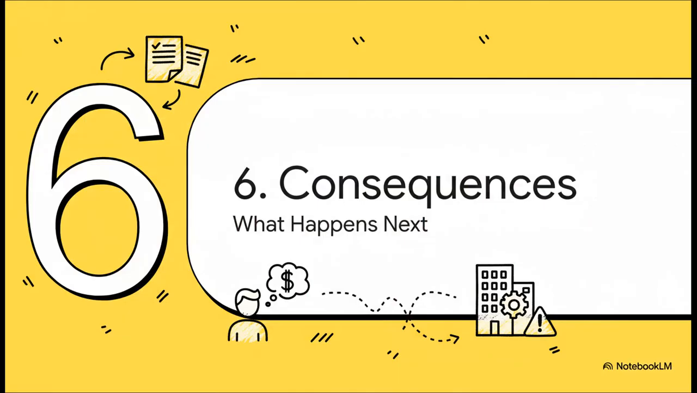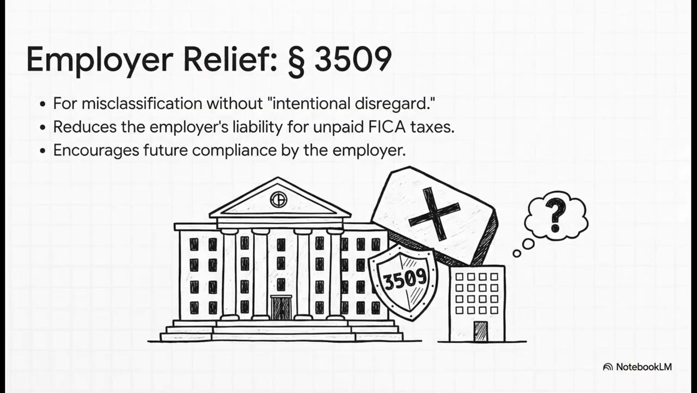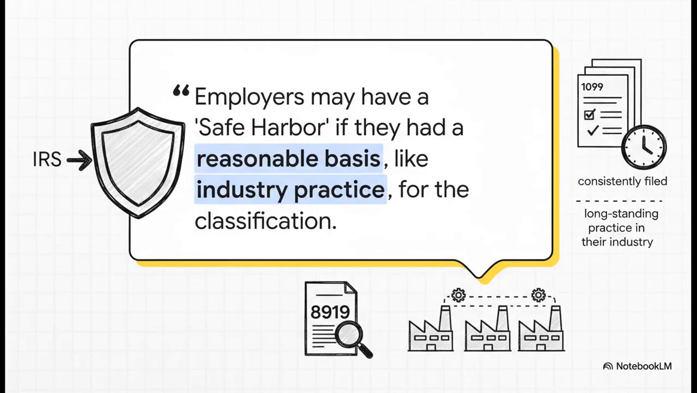Now, filing these forms, it doesn't happen in a bubble. It kicks off a chain of events and has real consequences, not just for you, but for the employer as well. So let's think about what happens next. When the IRS comes knocking on the employer's door, it's not always the end of the world for them. If the company messed up, but they didn't do it with intentional disregard, meaning they weren't being deliberately fraudulent, there's a part of the tax code, Section 3509, that actually gives them some relief. It can dramatically reduce the back taxes and penalties they owe, which hopefully encourages them to get it right in the future.